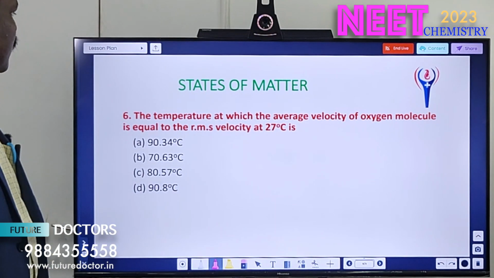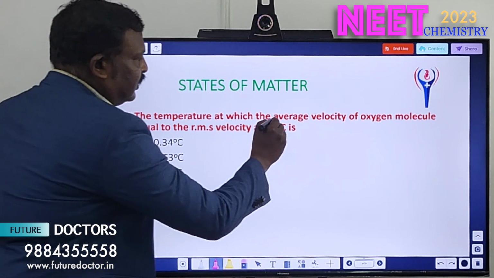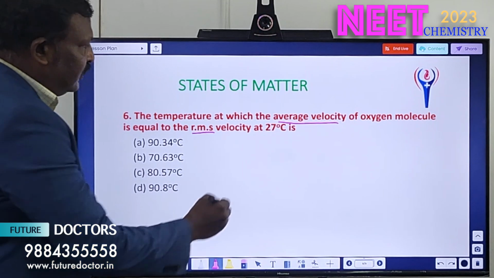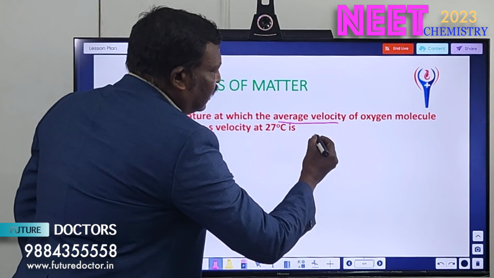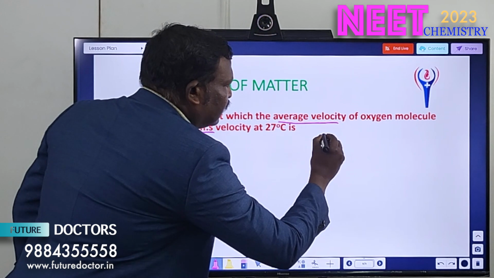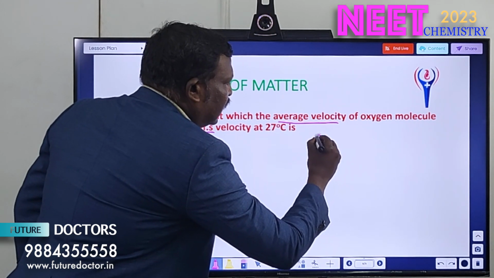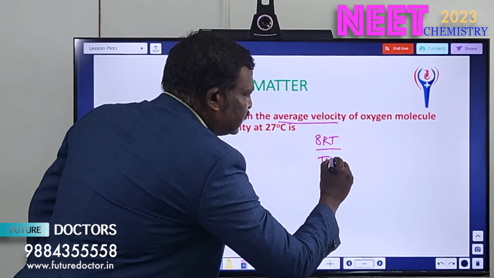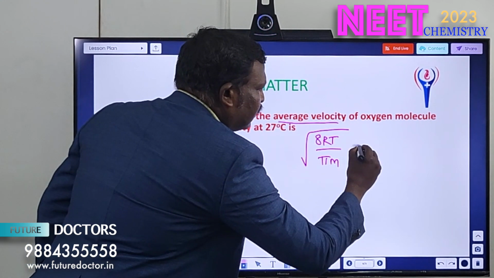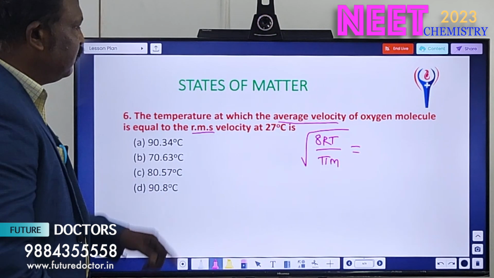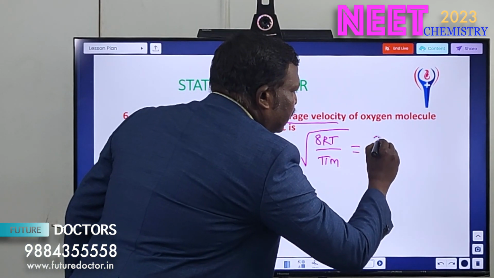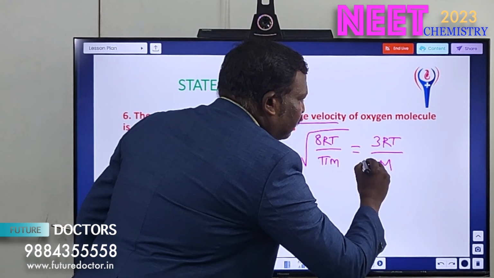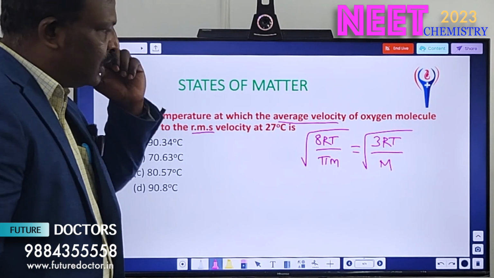Okay, so here we have to equate average velocity and root mean square velocity. Average velocity means root of 8RT by pi M. Root mean square velocity means root of 3RT by M. It's a formula. Just keep in mind. Okay, understood.